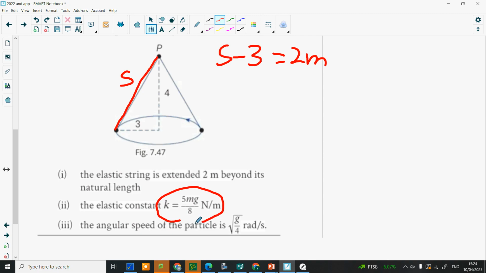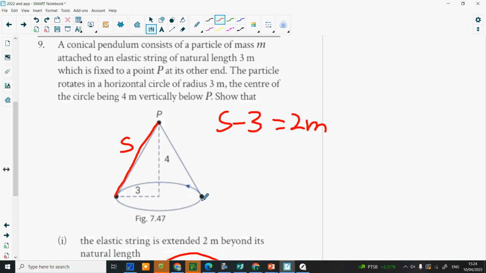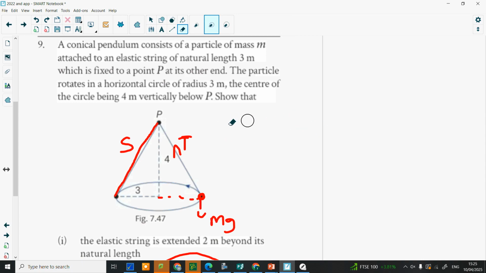Stretch 2 meters below its natural length. Show that the elastic constant, show that the k value, is 5mg over 8. Okay, let's do this. Is this particle supported by a table, or is it being sort of lassoed? No, sort of like that, isn't it? Okay. So in that case, mg goes downwards, yeah? And it's T going in this direction here, yeah? Okay, here's what we're thinking.